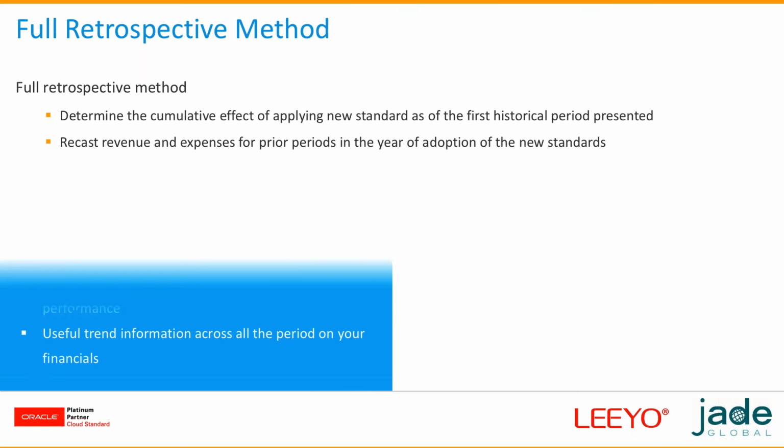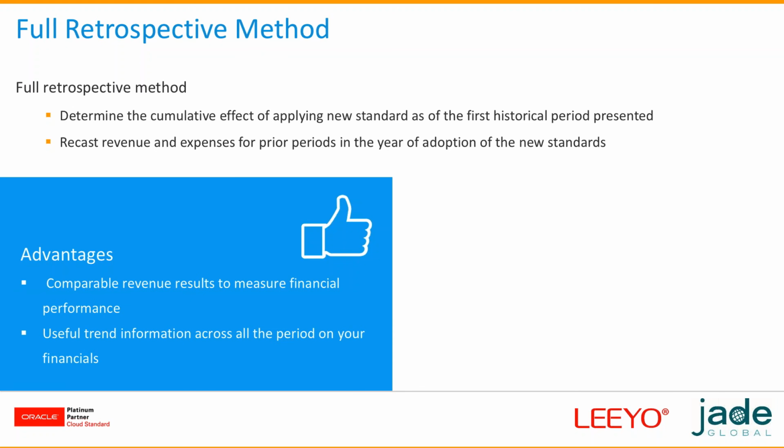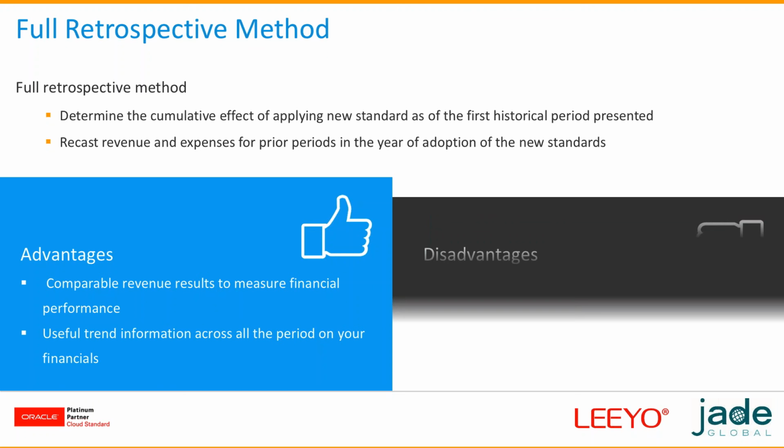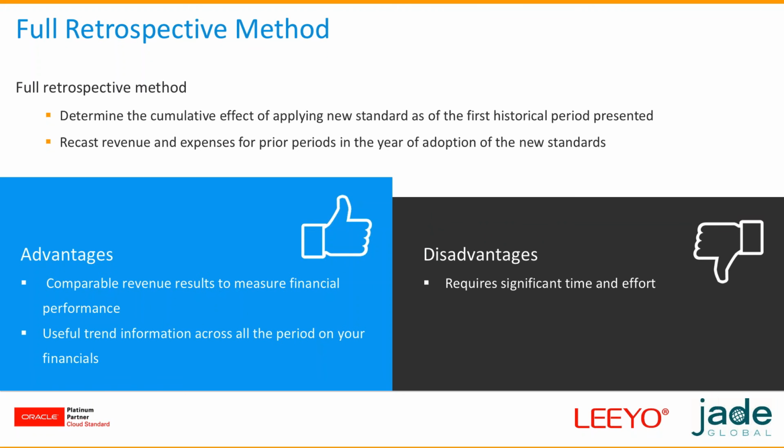What are the advantages of doing this? This one actually gives you a comparable revenue set of data to be compared across the financial performance over the past years. And it also gives you useful trend data because you are actually going back in period to a certain number of years. It's at about 2 or 3 years depending on what you have a detail with your auditors and your accounting firms to understand what should be your window. And there are also disadvantages to this, and the single disadvantage doing a full retrospective is it requires a significant amount of time and effort.